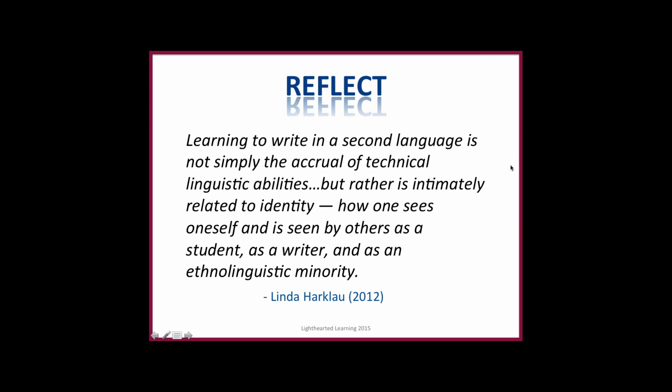I'd like to share this quote with you. I think it's one of the finer quotes about writing. I'll read it aloud in case any of you are having any difficulty reading it. "Learning to write in a second language is not simply the accrual of technical linguistic abilities, but rather is intimately related to identity, how one sees oneself and is seen by others as a student, as a writer, and as an ethno-linguistic minority." So helping our learners express that identity as a writer is so critical and is so liberating to the learner.